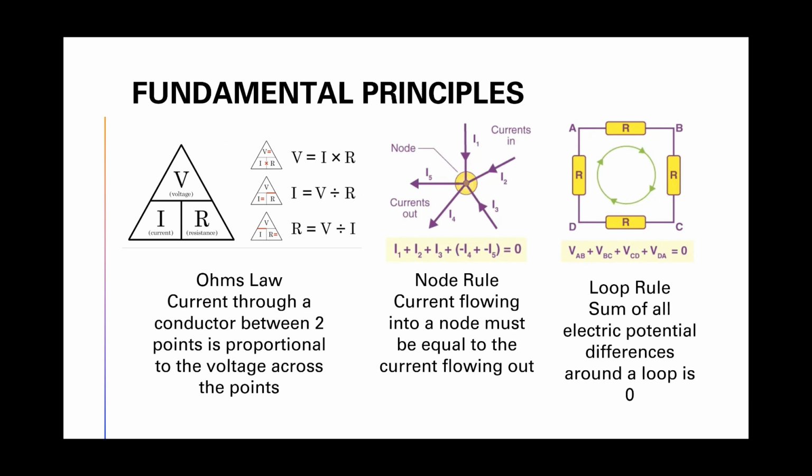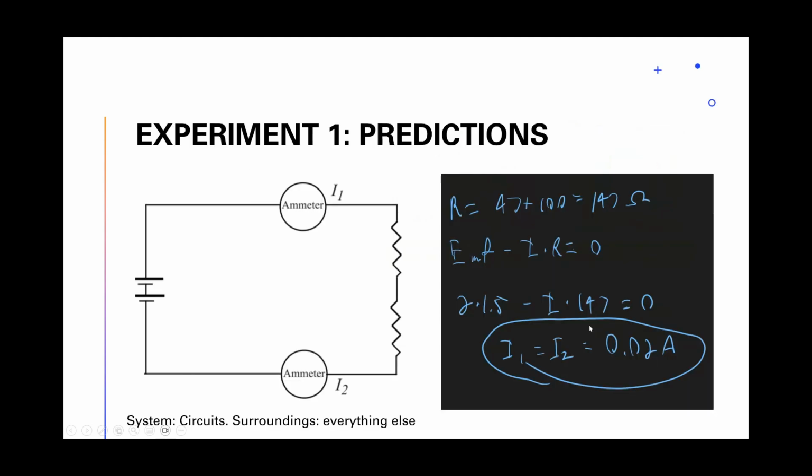Our node rule: current flowing into a node must be equal to the current flowing out. So self-explanatory, all these currents in must add up to all these currents flowing out, equals 0. And our loop rule: the sum of all electric potential differences around a loop is 0. Take the voltages at all these points, they should all add up to 0.